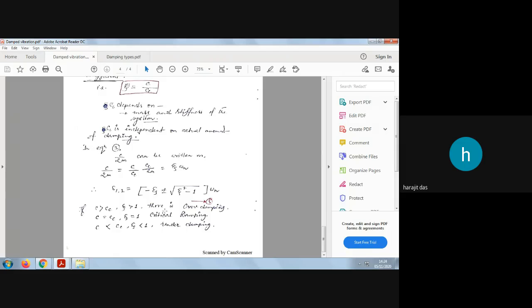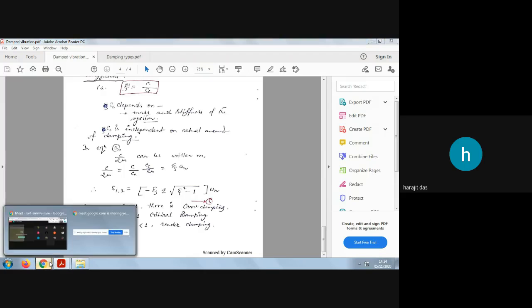Now what we are going to find out is the values of these two roots in each of these damping systems, meaning in over damping, in critical damping, and in under damping. So up to this much, if you have any doubt, you can ask.